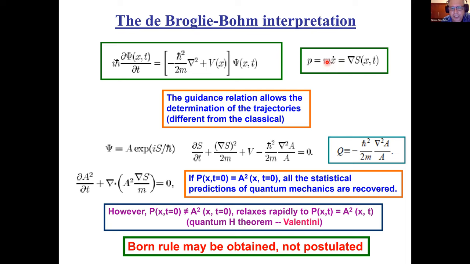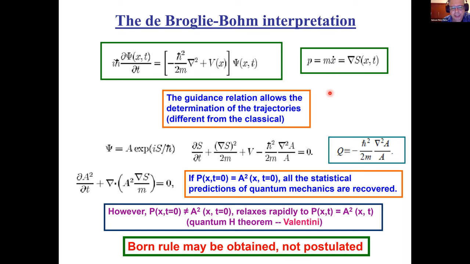So this is the equation for the velocities. If you integrate this, the first order equations, there is a constant of integration, which is the initial position. And this, the initial position, should be the hidden variable of the theory, okay?